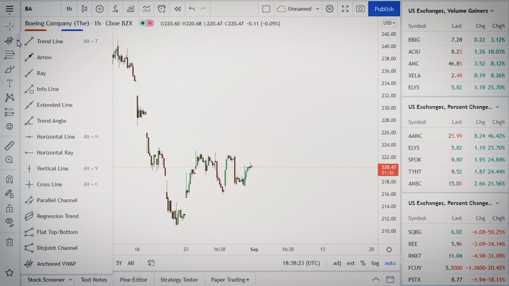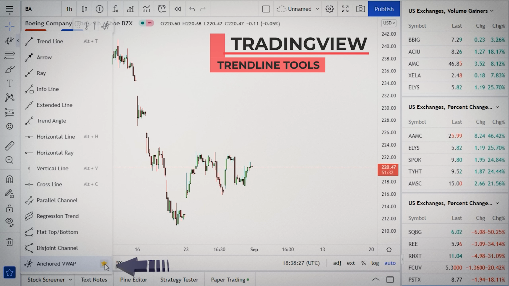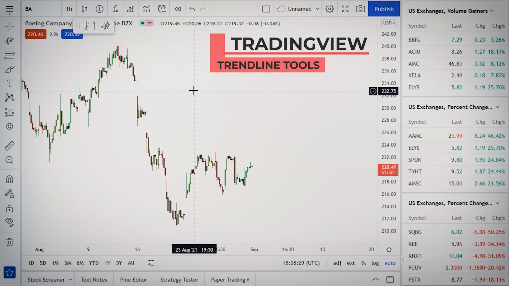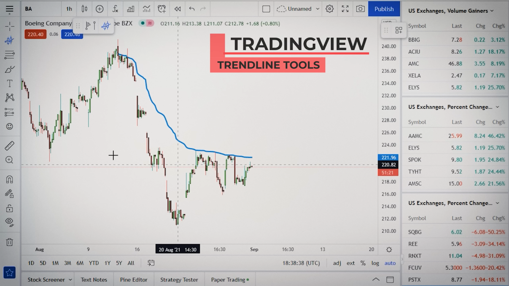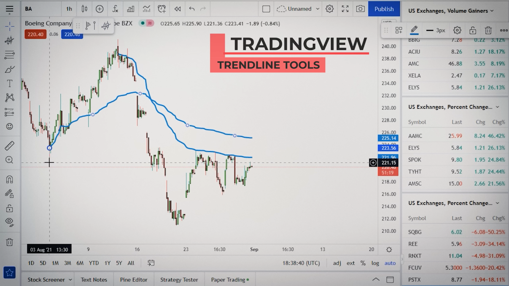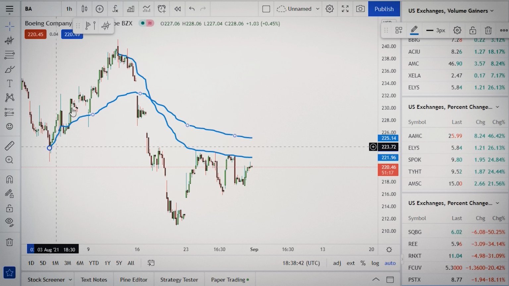I'm using Tradingview, and you can find the Anchored VWAP right here. Trendline tools, open the menu, and there it is. You can add it to your favorites. It goes into your toolbar, and it will be right there on your chart at all times.